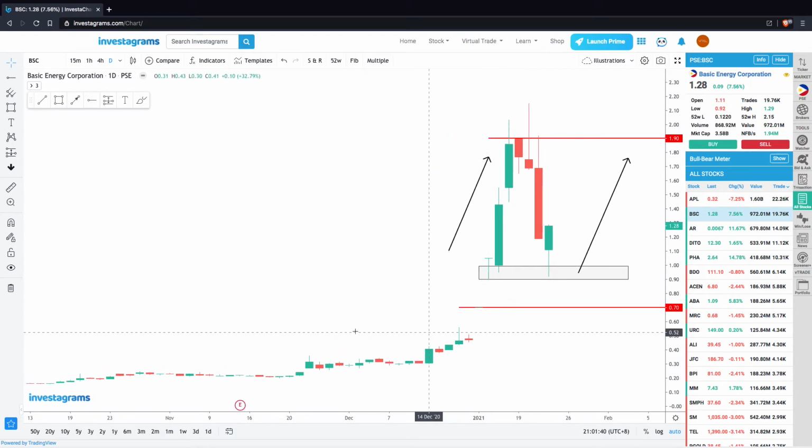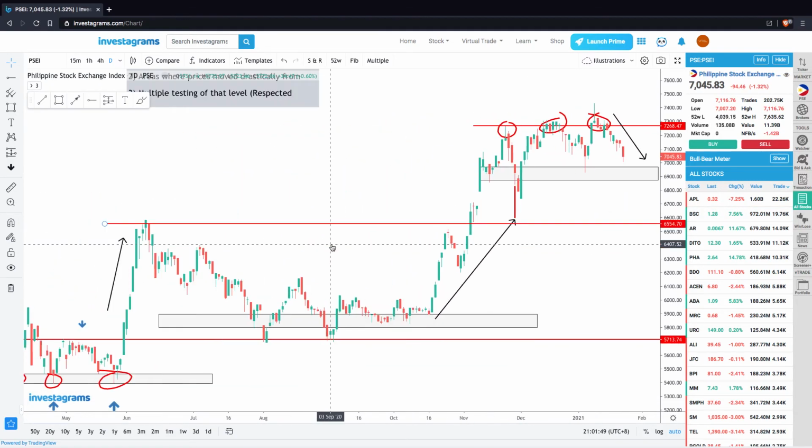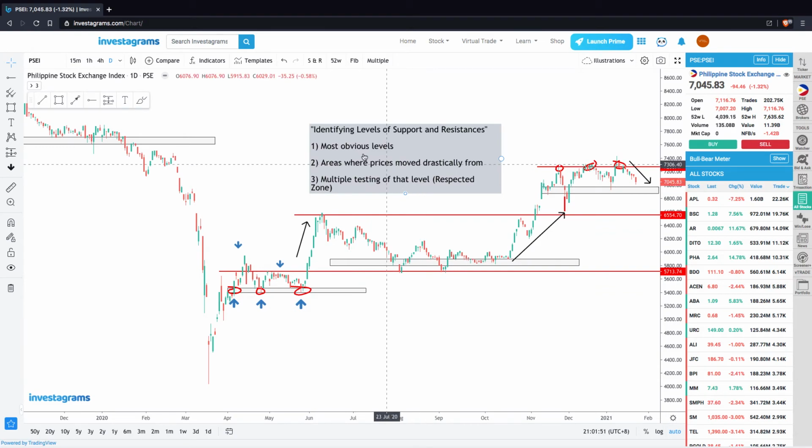What you can remember is these key things that I stated in the beginning. You have to identify the most obvious levels, and those are the most obvious because you see that the prices fail to break below them or break above them, such as this area right there. And number two, remember that they could be prices where they drastically move from. So like this one, it's a support area because it just bounced from it, and this one too.